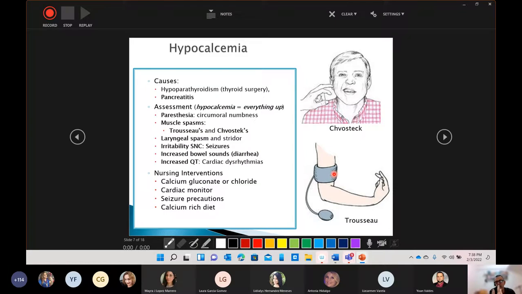So the patient's hand in this spasm reminds me of flipping the bird, okay? And it's funny. And this is the way that I remember it, because there's nothing wrong with being funny.